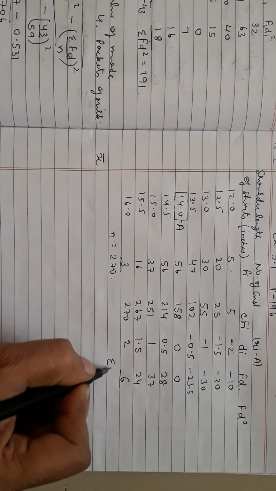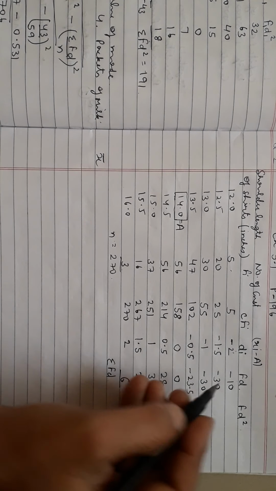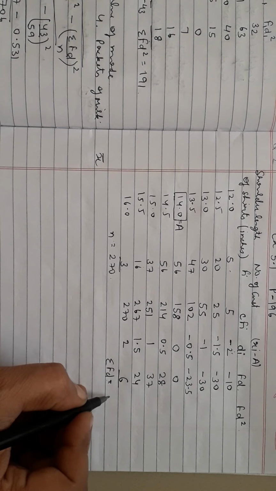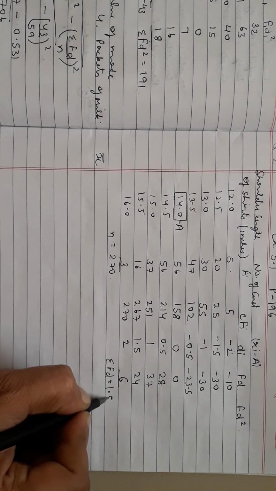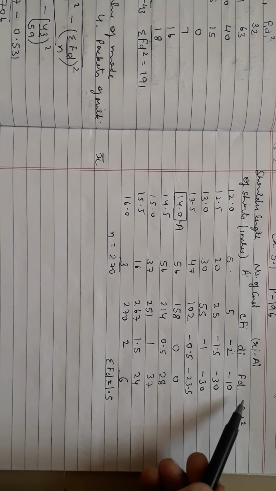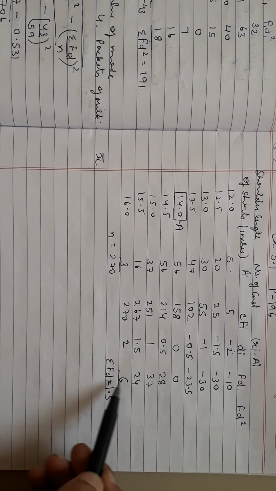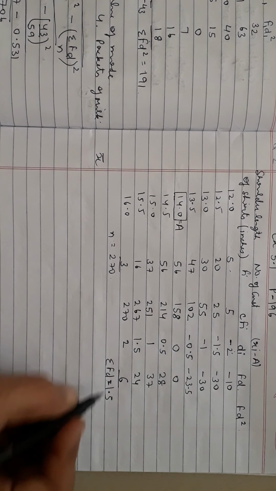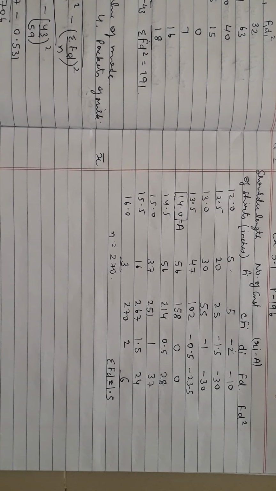So sigma fd, the sum of these, we have got is 1.5. The sum of this is 1.5. Negative values and then positive values, so the final answer we have got is positive 1.5.